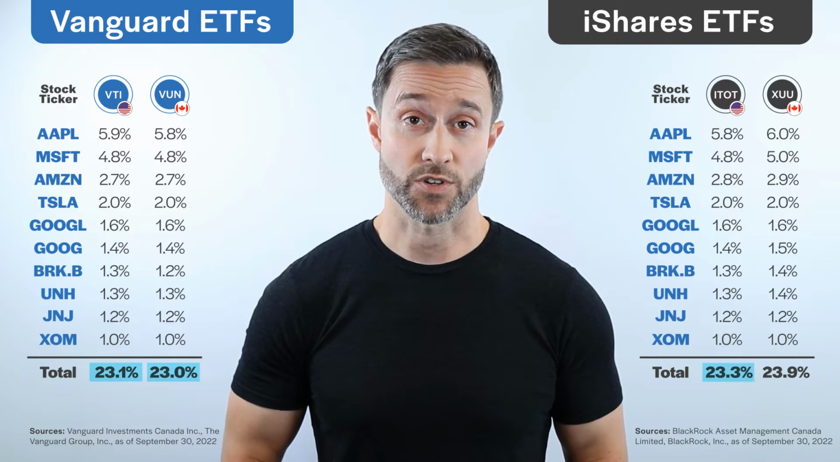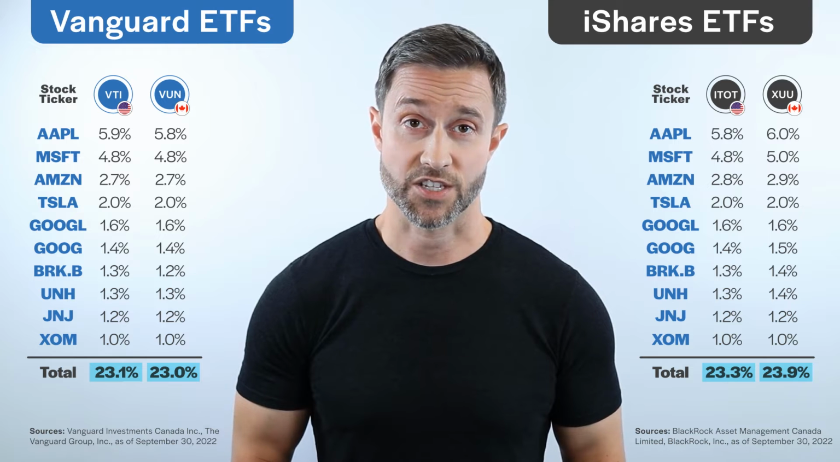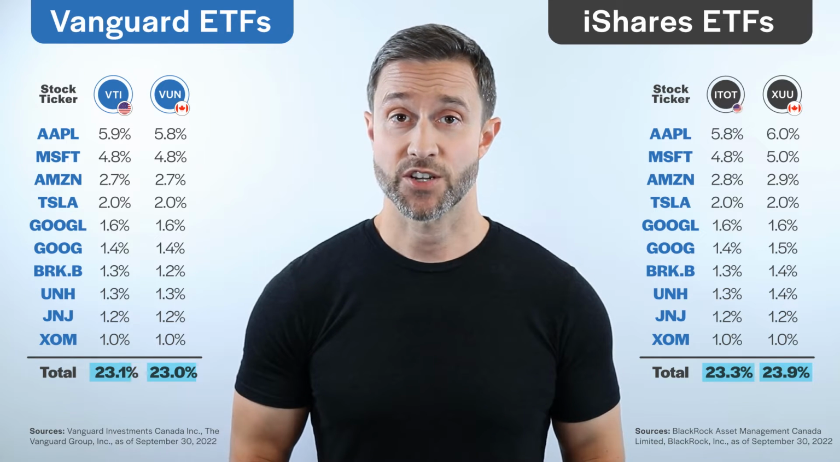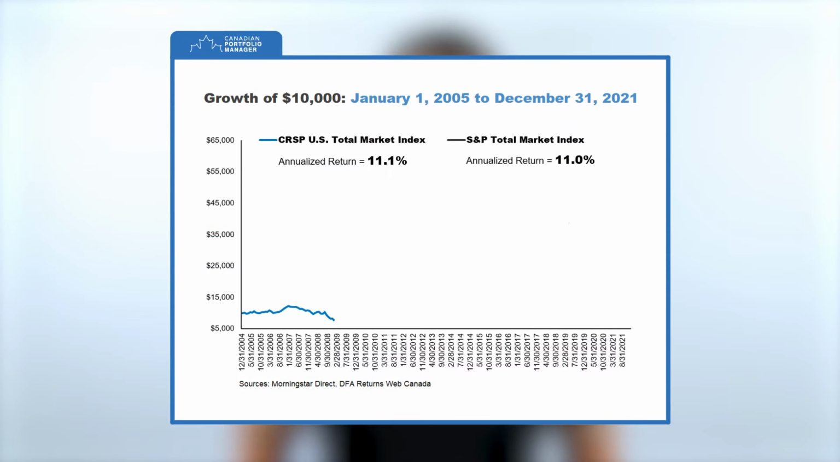You may also notice the percentage allocations for each company in our four ETFs are nearly identical across the board. Because these ETFs' underlying indexes are composed so similarly, we would expect their performance to be similar as well. And sure enough, since January 1st, 2005, the CRSP US Total Market Index and the S&P Total Market Index have had similar annualized gross returns in Canadian dollar terms. All else equal, this would suggest we could expect highly synchronized gross returns going forward for ETFs tracking either index.